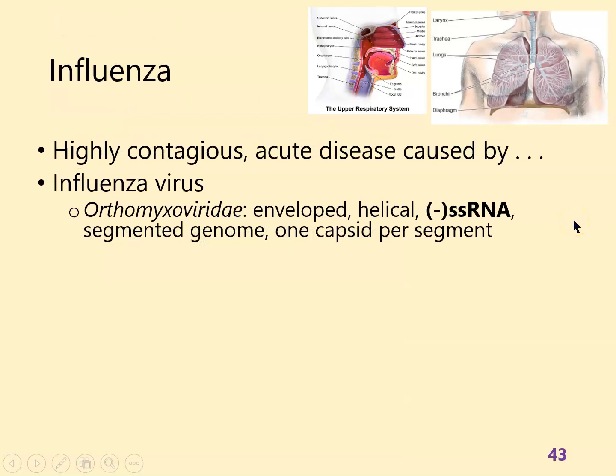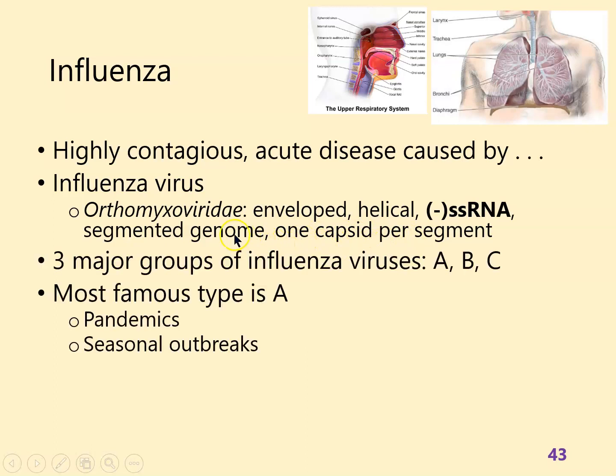Influenza is a disease caused by the influenza virus. It's contagious and acute. It does spread in outbreaks. Each different government has its own way of defining what an epidemic is, so sometimes there are epidemics, sometimes there aren't. It's a member of the Orthomyxoviridae family. It is enveloped, helical, and has a negative sense single-stranded RNA genome. What we're going to see is it has a segmented genome. There are 8 genome segments, and each one has its own capsid. And that's why we're going to, well, I'll show you.